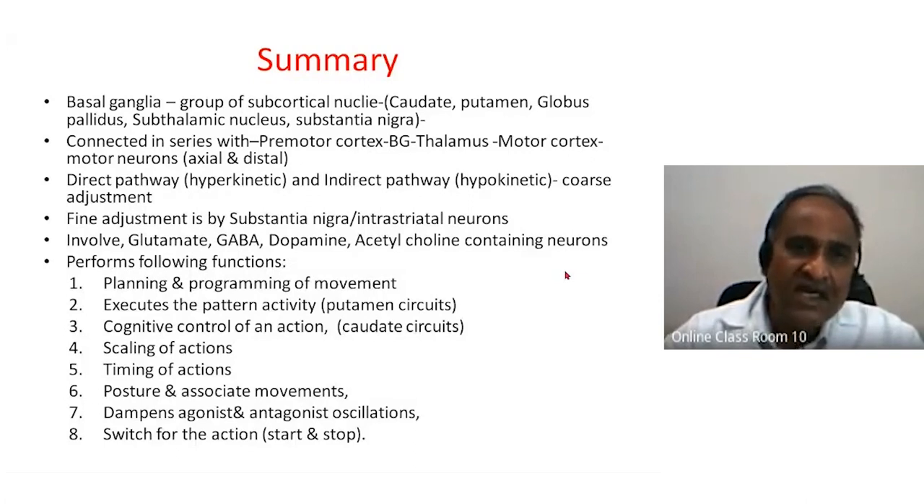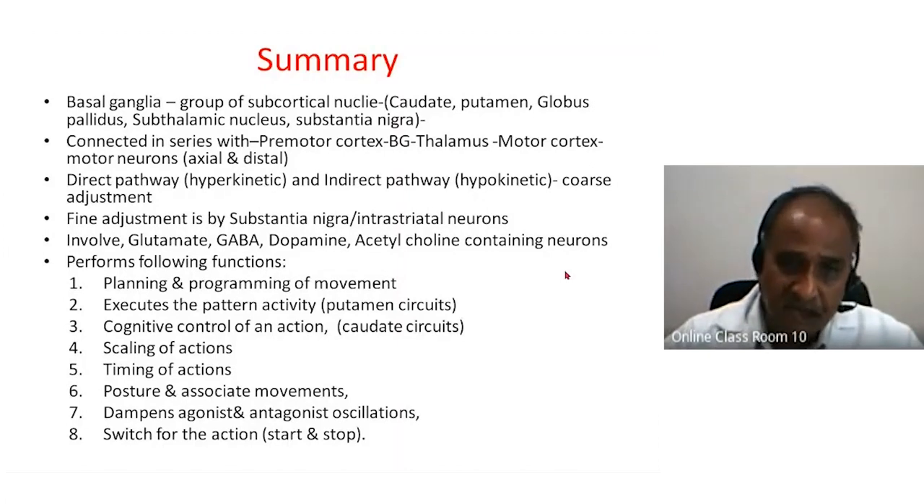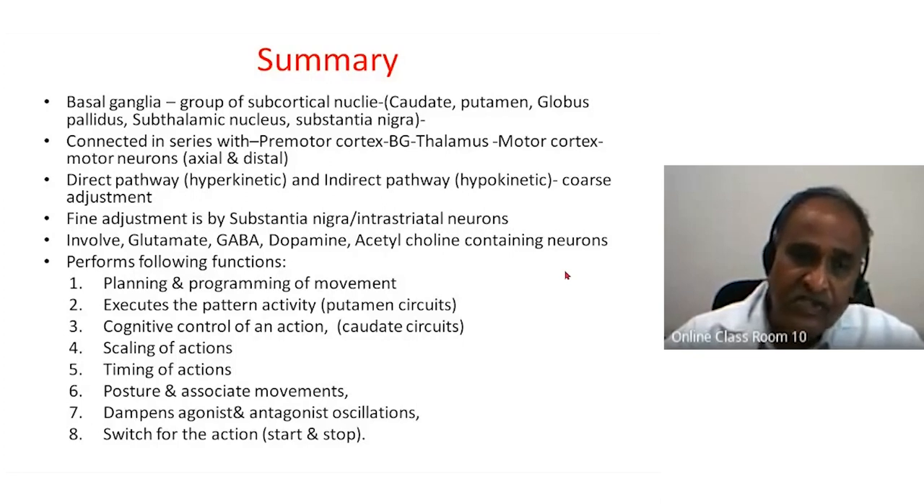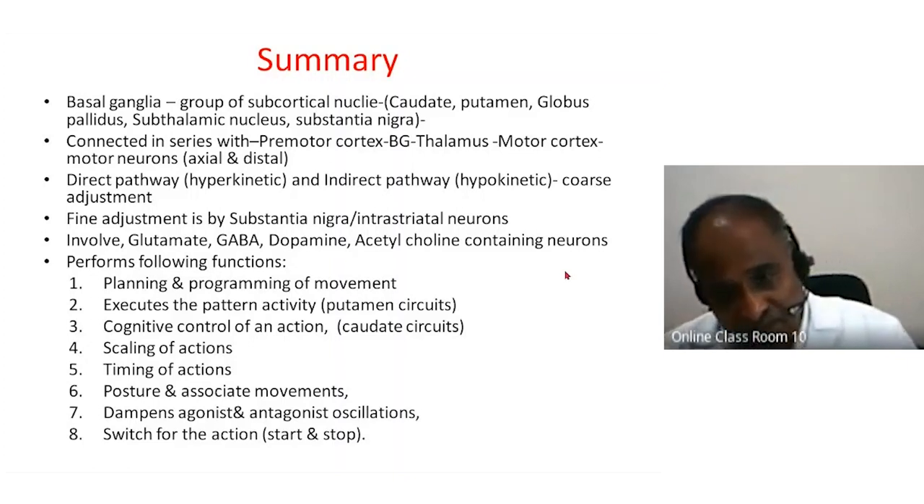The basal ganglia perform the following actions: planning, programming, and sequencing of actions, execution of the motor pattern of activity, performing cognitive control of an action because of impending danger, scaling of action depending upon the motion required, the timing of actions, the posture and associated movements for the action. For any voluntary action, there are associated movements. Then there is an oscillation of the agonist and antagonist group of muscles, and they are dampened. Then the basal ganglia is a switch, turning on or turning off the voluntary action. Yes, this is the summary.